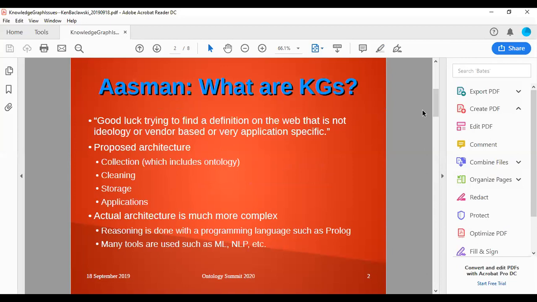All right. As I said, the actual architecture is much more complex, as they use Prolog for doing their reasoning. So it's basically a programming language. And I imagine other companies that do this are also using programming languages ultimately for their reasoning. But they use many other tools as well, machine learning, natural language processing, and so on.